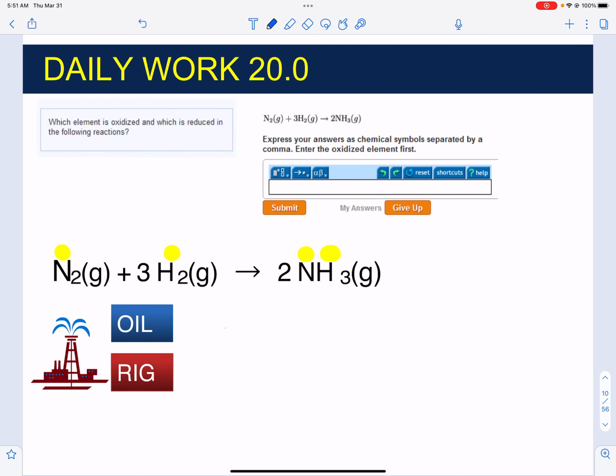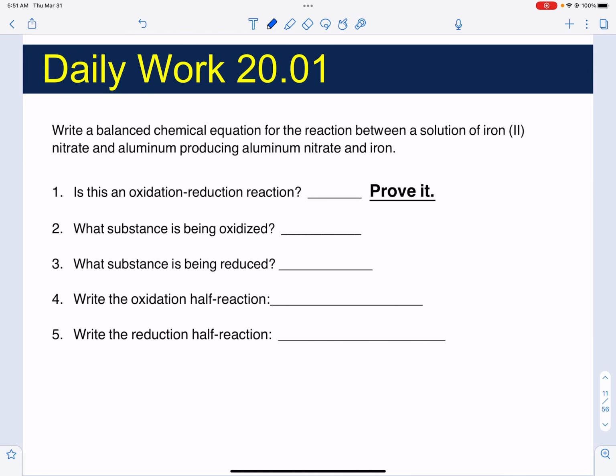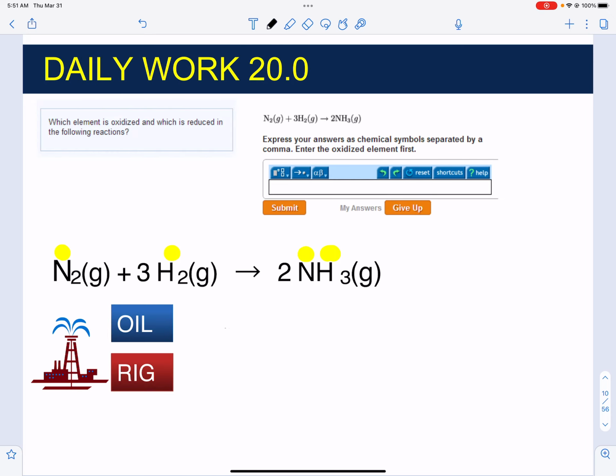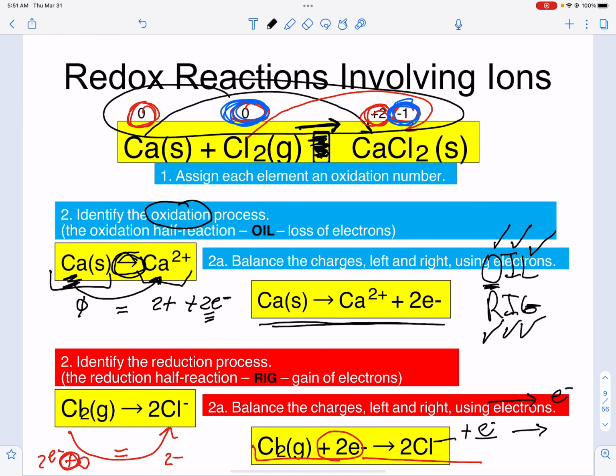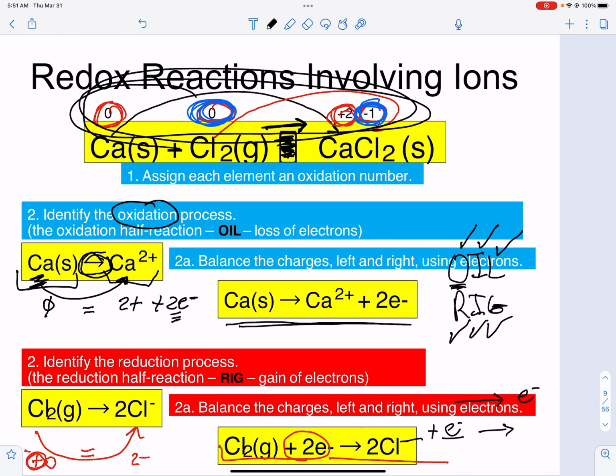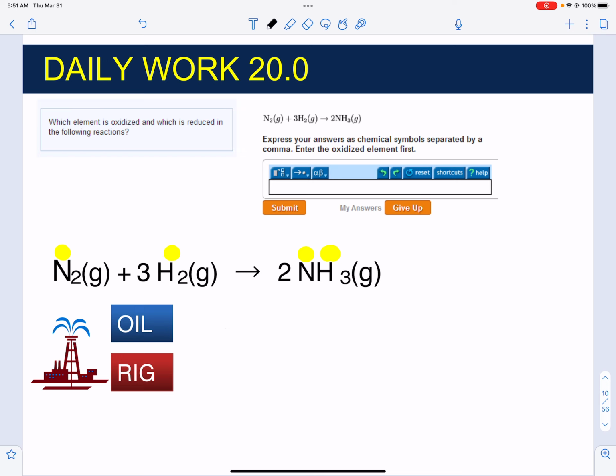So with that in mind, go ahead and do this daily work, 20.0, because we're still on the review. And when you're done with that, let's go deeper. Let's see if you can apply everything that you already knew from 1411 and that we just reviewed together. How are you going to prove it? You're going to assign oxidation numbers to each one of the elements and see if there was a change or not, following the rules that we discussed.